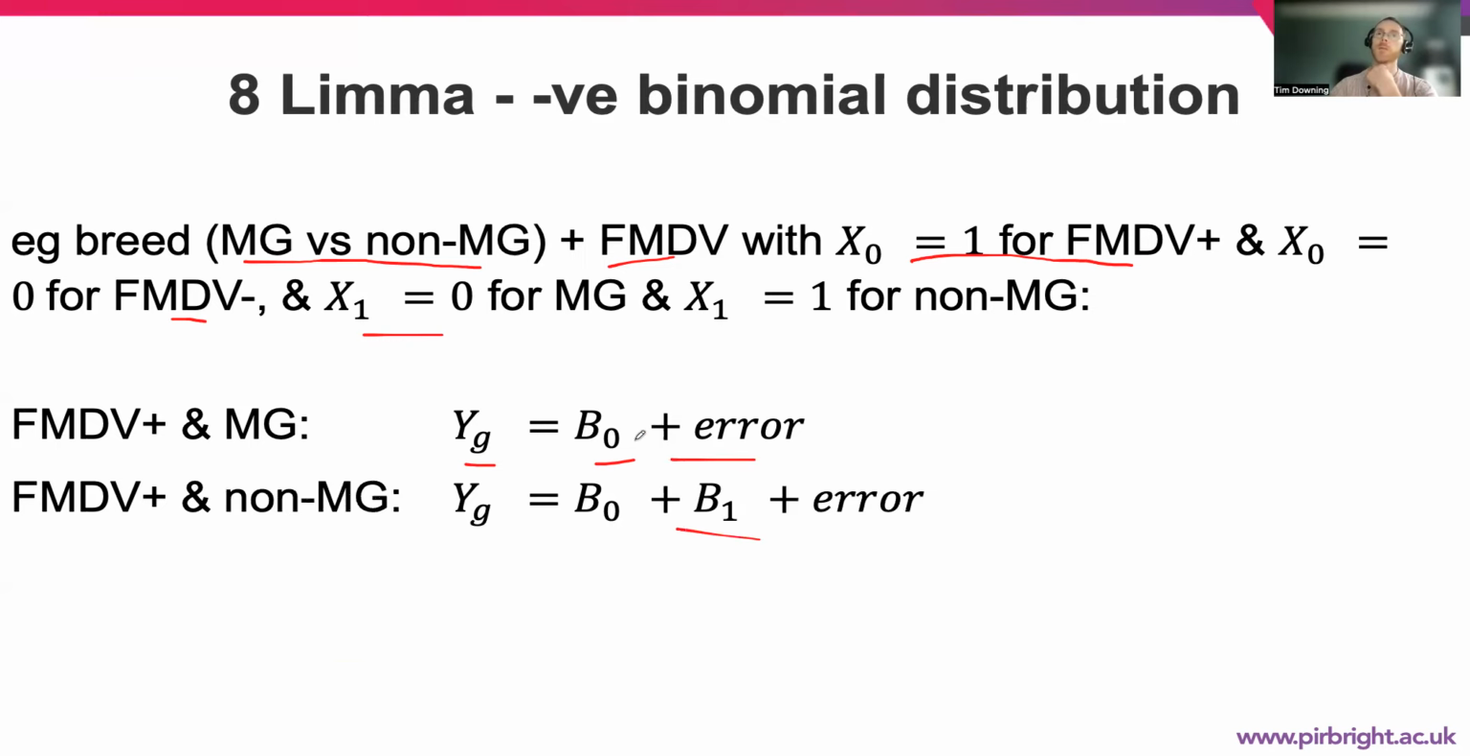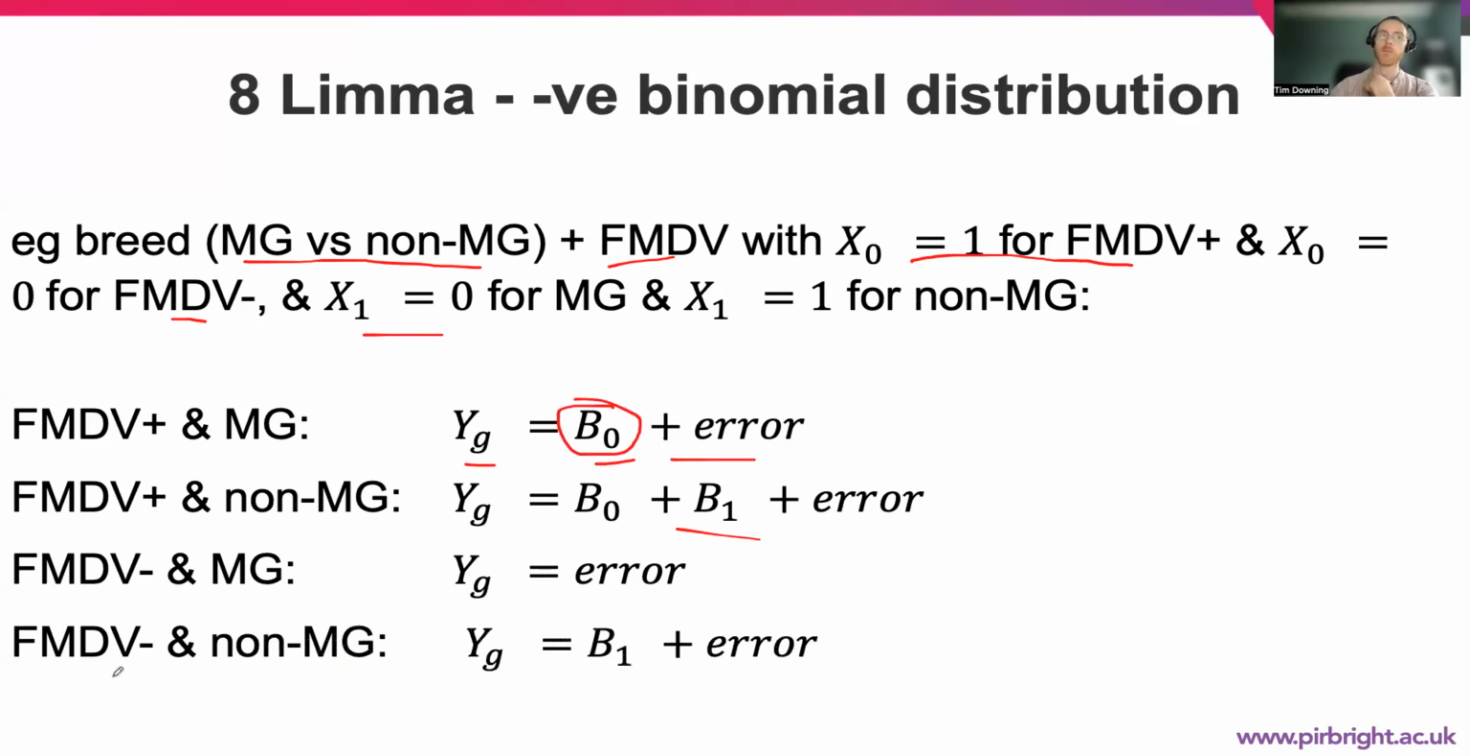Thus, we can compare and contrast the first model versus the second model to estimate beta 1 and the interaction between beta 0 and beta 1. Then we have the FMD negative and MG, so they have no other factors. They're kind of our baseline, so you can compare them to get a better estimate of beta 0 for our first model. And then we have those that are FMD negative and non-MG. Thus, we can estimate beta 1 more effectively and estimate this model more effectively as well. So that's kind of our basic setup.